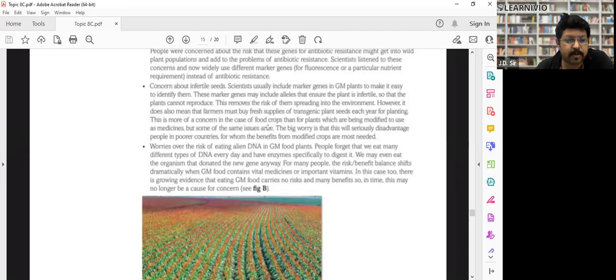This is more of a concern for food crops than for the plants which are modified and used as medicine. But some issues are raised. The big worry is that this will seriously disadvantage people of the poorer countries. Did you get this point or not? Affaf, tell me. No.